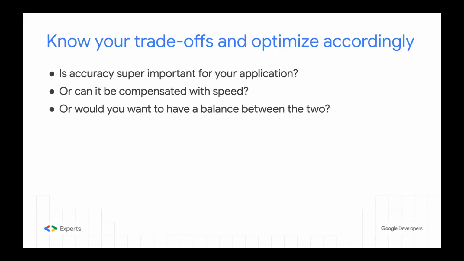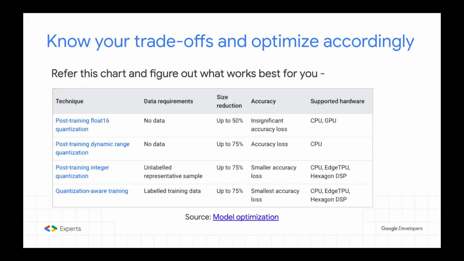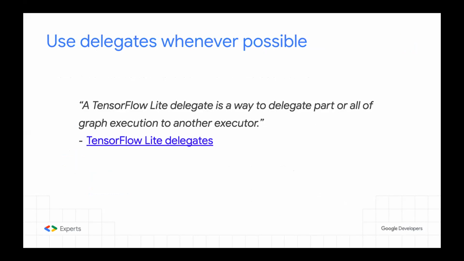So you might want to also draw a balance between speed and accuracy. So always refer to this chart that I mentioned and take the decision accordingly. And use TensorFlow Lite delegates wherever possible.